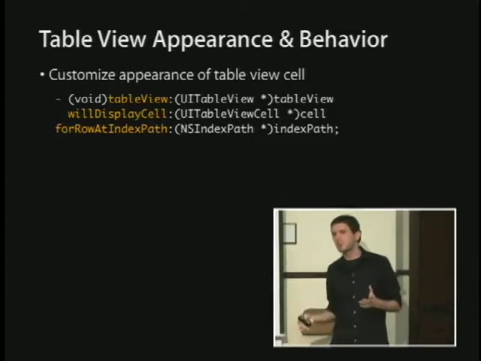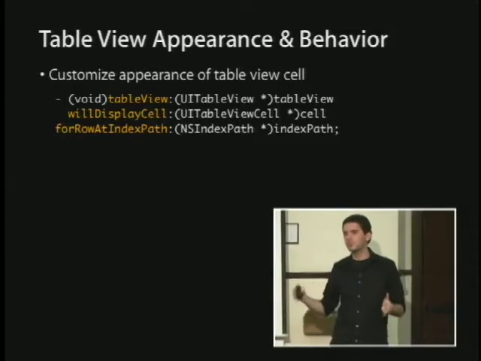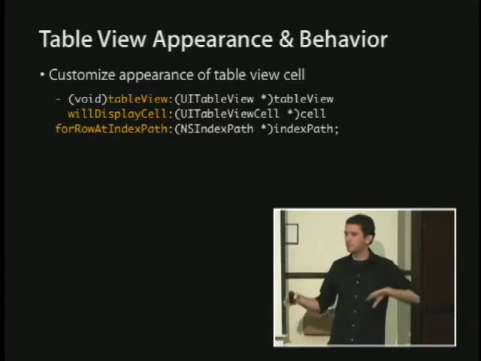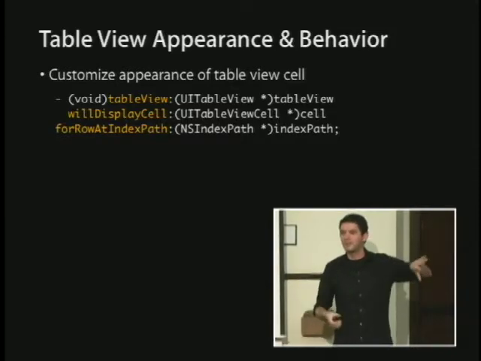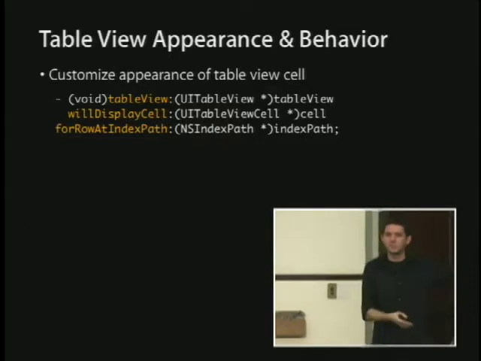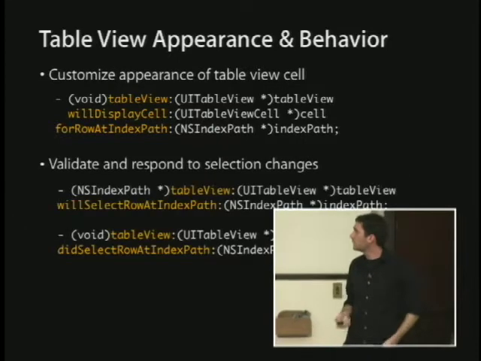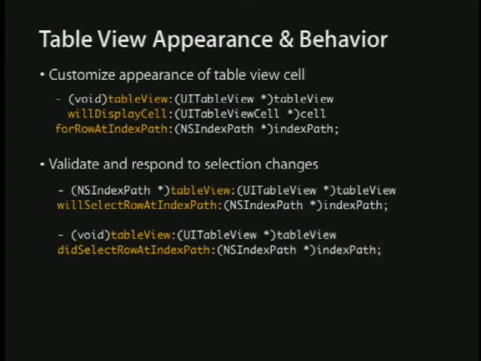So if there's something you maybe didn't do in your table view cell for row at index path method, you want to do a little more lazily, this will be called after that and give you one last opportunity to modify the appearance before it shows up. And also you can validate and respond to selection changes, not at this point, sorry, using the table view delegate methods. There's different methods for selection.